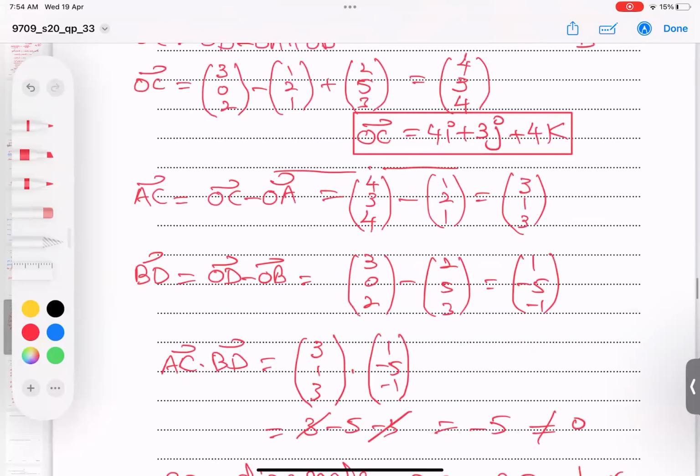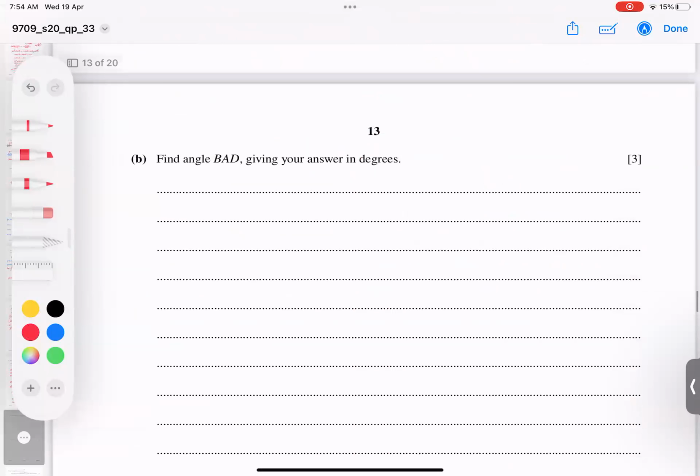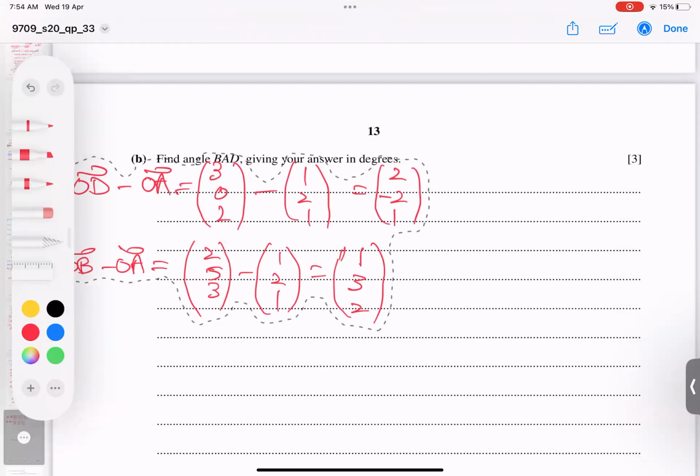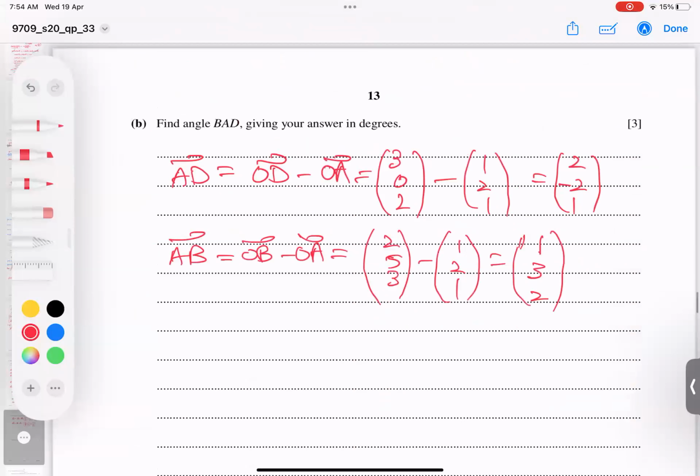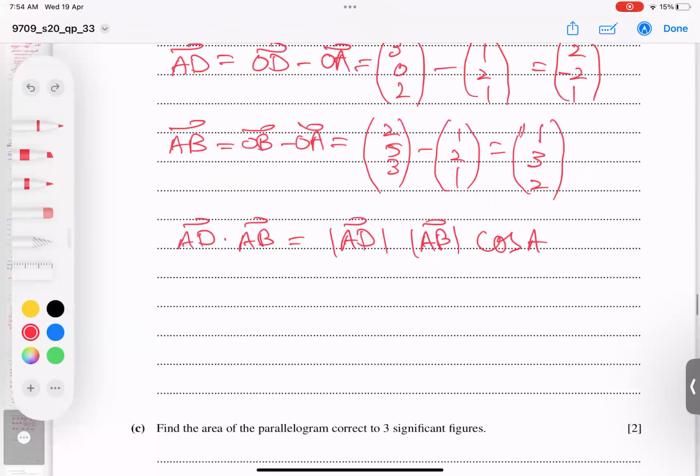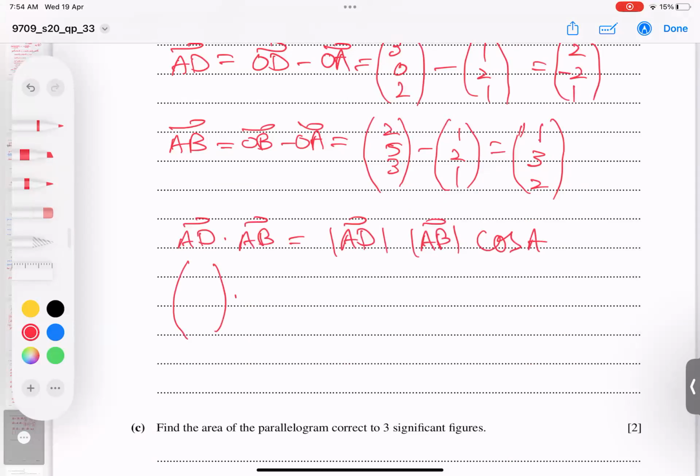Okay, I bring it here. So I hope this is clear. I got these two vectors. Now I'm going to find it according to criteria. AD dot AB equals magnitude of AD times magnitude of AB times cos of the angle between them, and that is letter A.